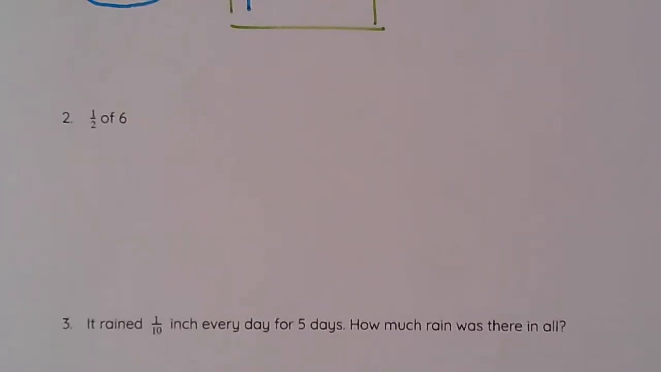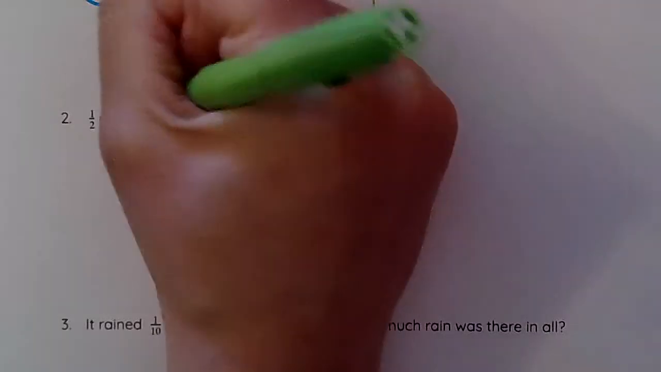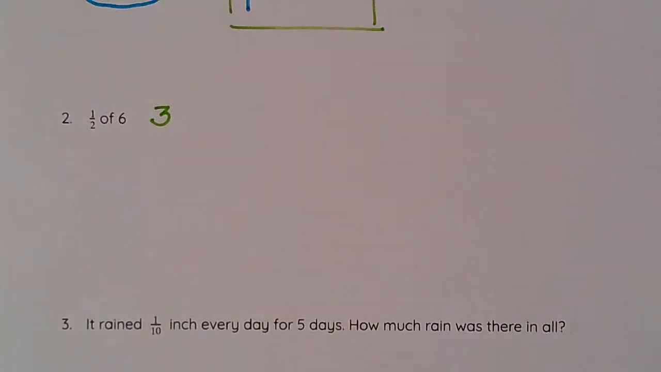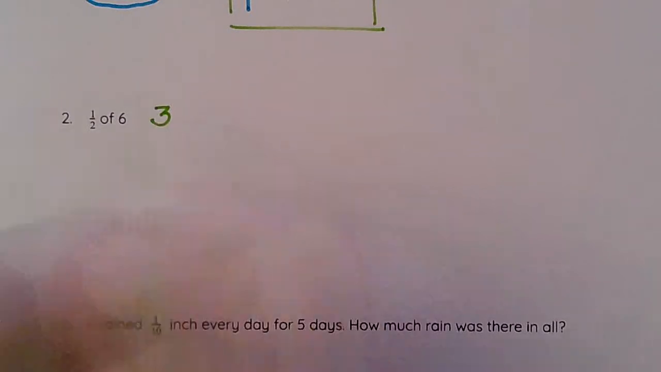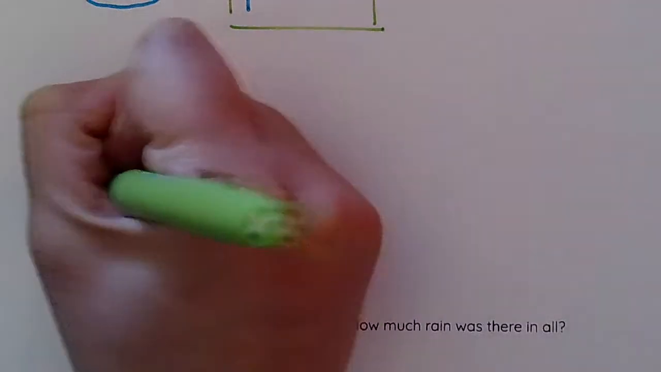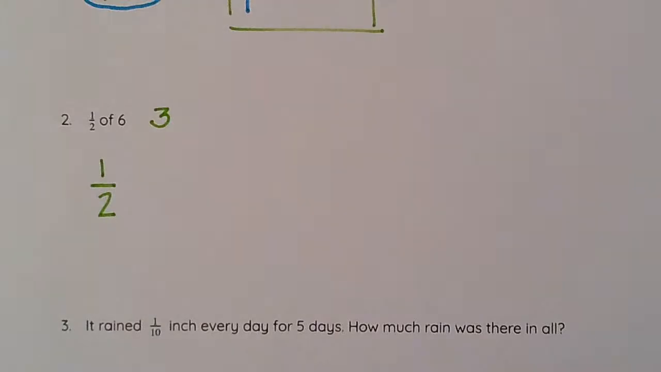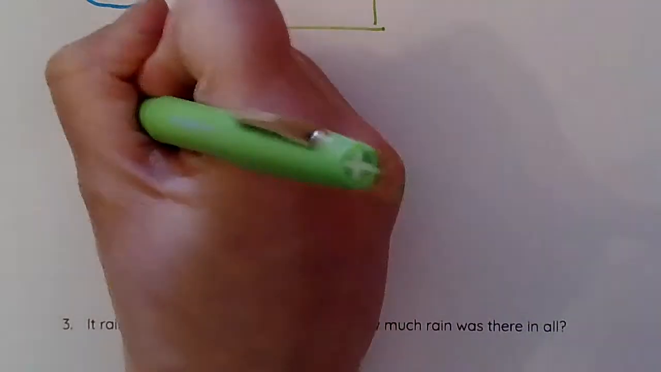Looking at this second problem, it says half of 6. So again, I want you to think about that mathematically. What is half of 6? Well, we know that half of 6 is 3. So if we multiply correctly, we should get an answer of 3. Let's try. I'm going to rewrite my problem again.